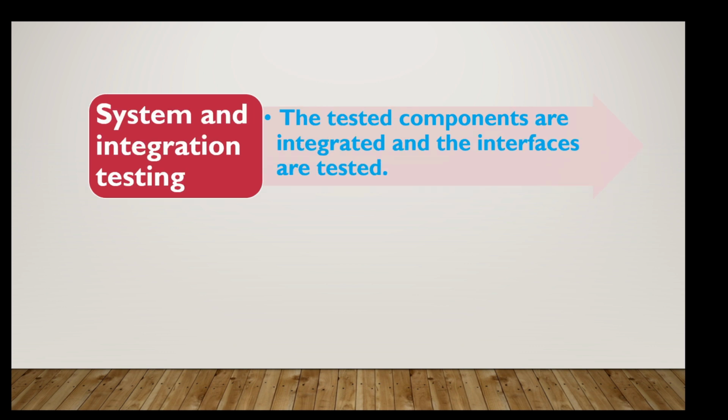Next one is system and integration testing. In system and integration testing, all the designed and developed components are integrated here. All the developed components are tested individually. The individually tested components are integrated here. Integrated means joined here, and the interfaces are also tested. The interfaces between the components are also tested here. This is done in system and integration testing.